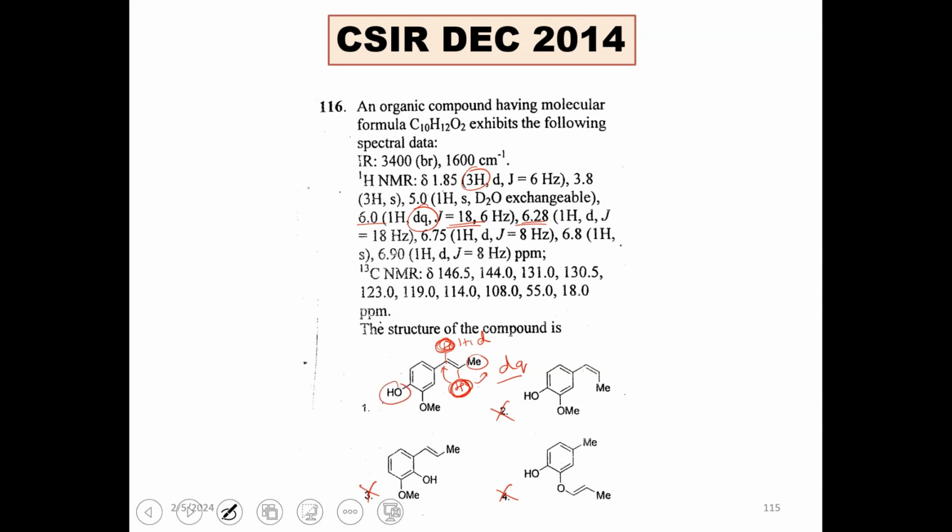Then you have 5.0, the exchangeable OH, and this OMe which comes around 3.8, and you have this methyl which comes around 1.85. This aromatic proton comes as a singlet, and these are the aromatic protons which come as doublet. So doublet and doublet. So the answer is option 1.